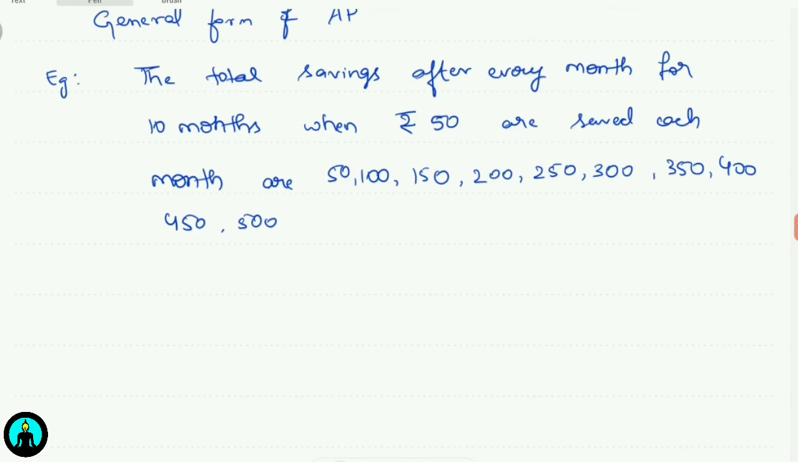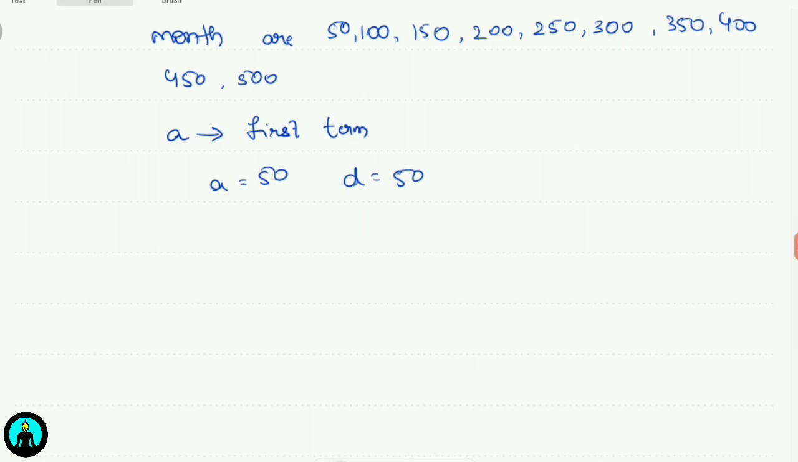Take one more example: the total savings after every month for 10 months when rupees 50 are saved each month, or 50, 100, 150, 200, 250, 300, 350, 400, 450 up to 500. So here A is the first term, where A is equal to 50, and D is the savings added each and every month. So D is equal to 50.